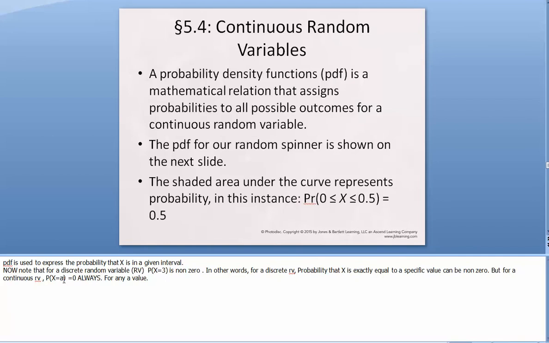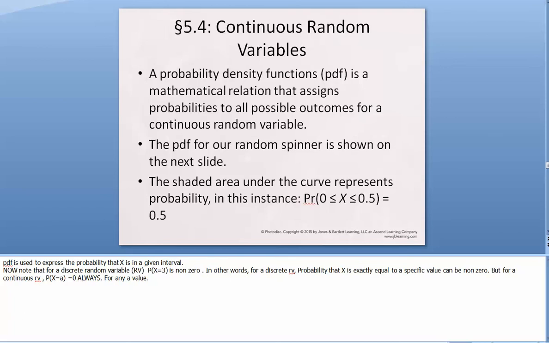In fact, this will come in useful in the next two chapters. For a discrete random variable, the probability that X is equal to a specific value can be non-zero, but for a continuous random variable, it is always 0. No matter what the value is, the probability that X is equal to little a is 0. A can be 1, 15, 95, 0.5, -1, anything. So that is one distinction between discrete and continuous.